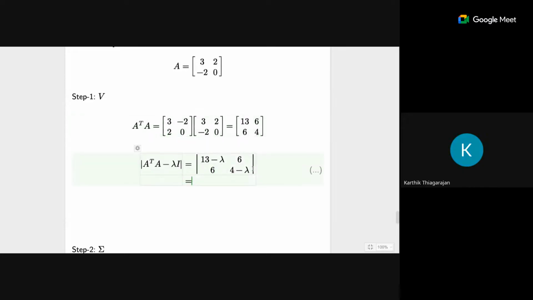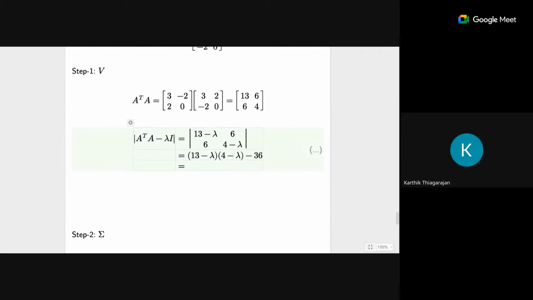Okay. So this is 13 minus lambda into 4 minus lambda minus 36. This is lambda square minus 17 lambda, plus 52 minus 36, is it? 16. Is this correct? Yes, sir. Okay, so (lambda minus 16) into (lambda minus 1). Is that correct? Yes, sir. Okay, so the eigenvalues are 16 and 1. So that is one.